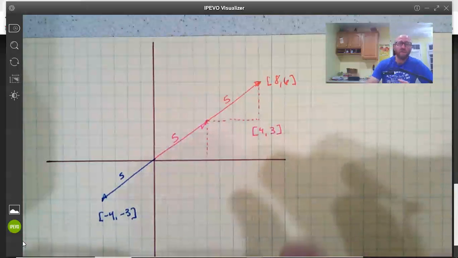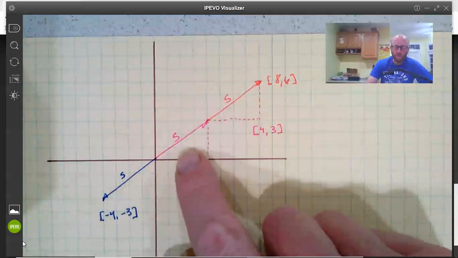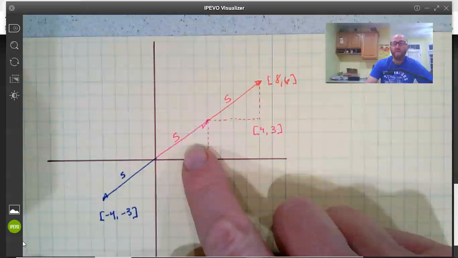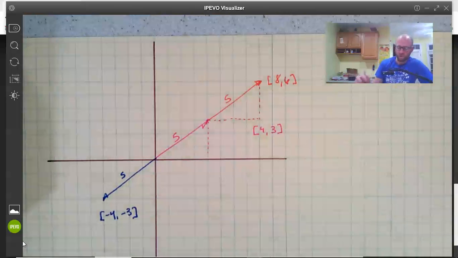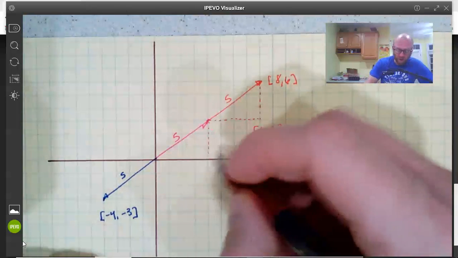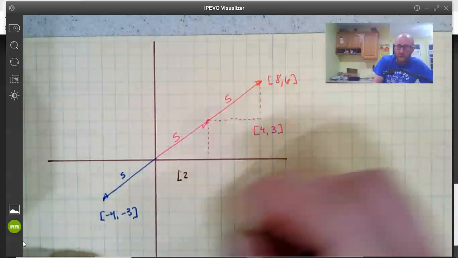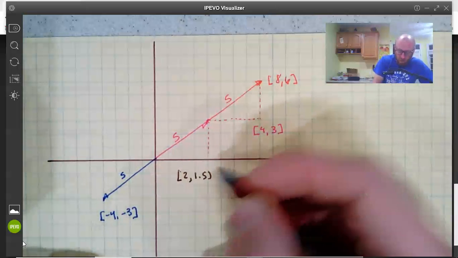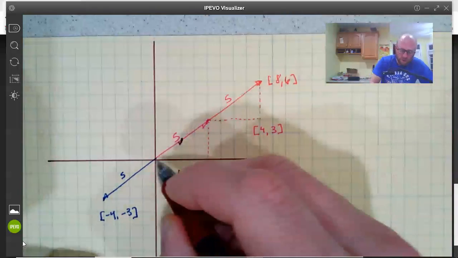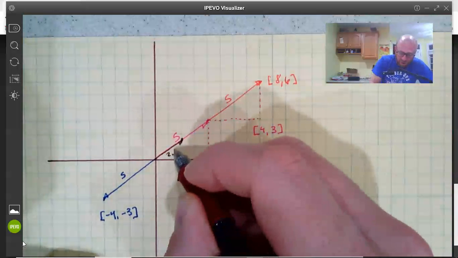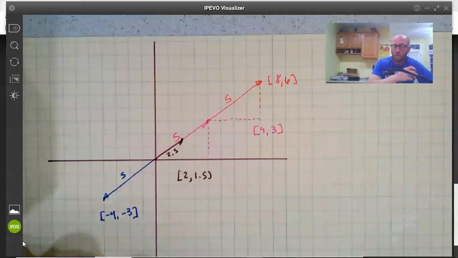And I could apply this to finding vectors that go in the same or opposite directions, but are all sorts of lengths. So say, for example, I want to find a vector that's half of 5, or 2.5 units long, but still goes in the same direction. Well, half of 4 is 2, and half of 3 is 1.5. If you look, over 2, up 1.5, right there. Here is our 2.5 length vector.